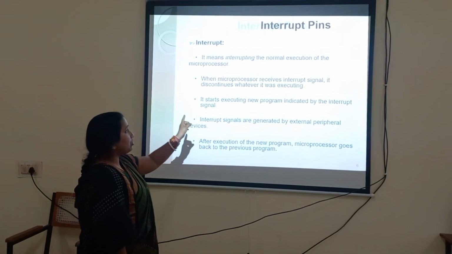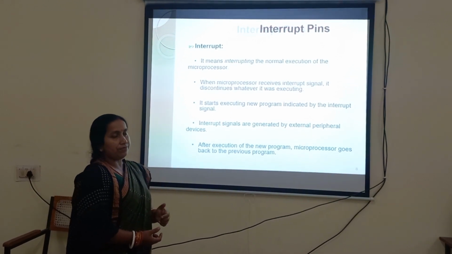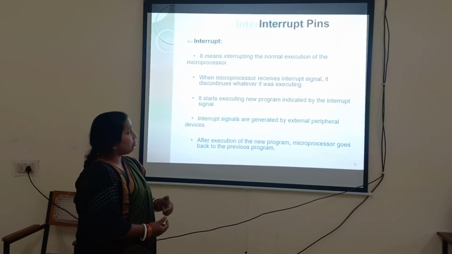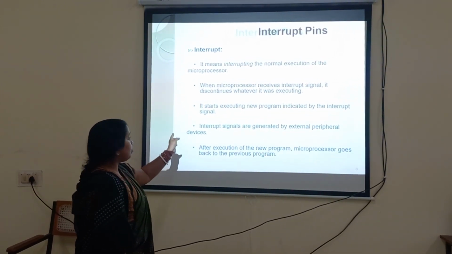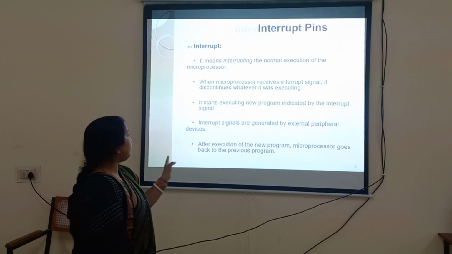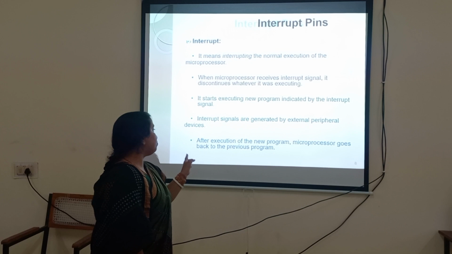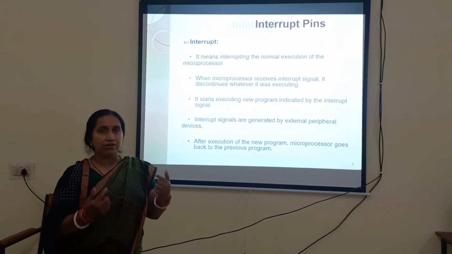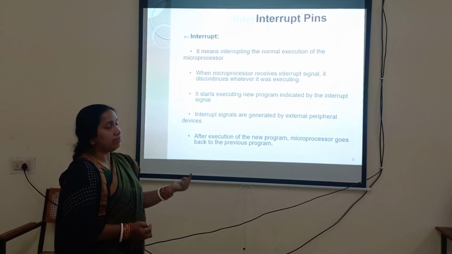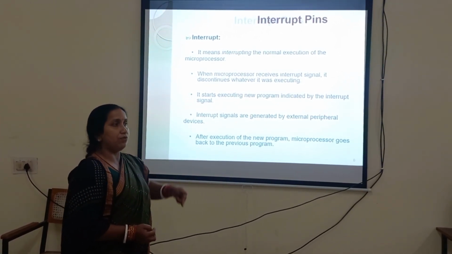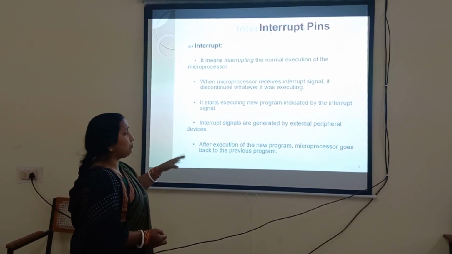So it starts executing the new program indicated by the interrupt signal. That means when it holds the current program, it jumps to the program which comes with the interrupt signal. The interrupt signals are generated by external peripheral devices. After execution of the new program, the microprocessor goes back to the previous program. That means when the function is completed, it goes back to continue the current program, and the function was completed and the interrupt goes low.